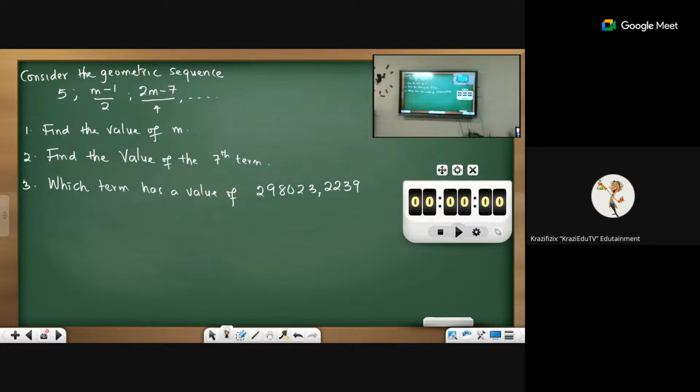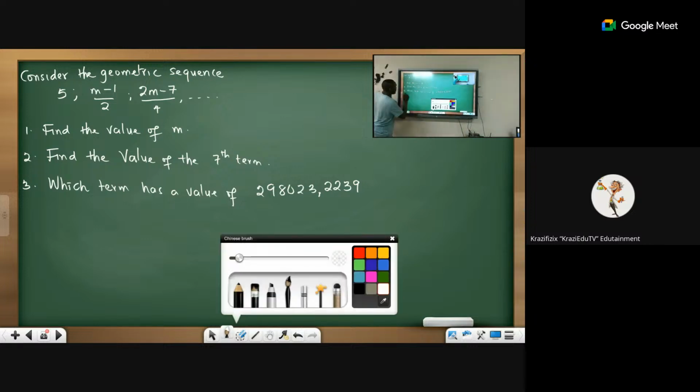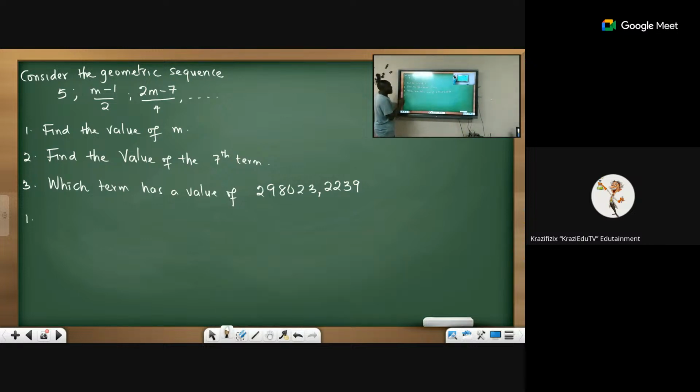For question 3, you rounded that up to 4 decimal places. No, that was the answer it gave me when I tested for question 3. Okay, let's see. For the first one, what would you have done?